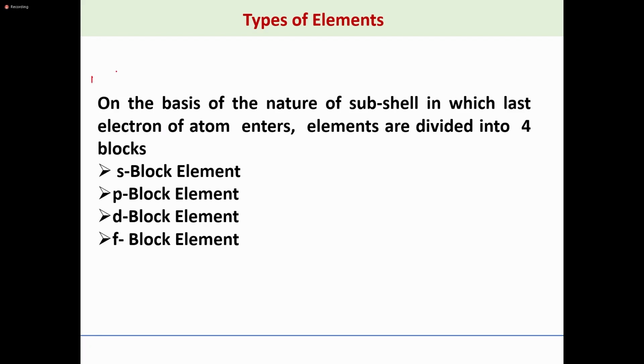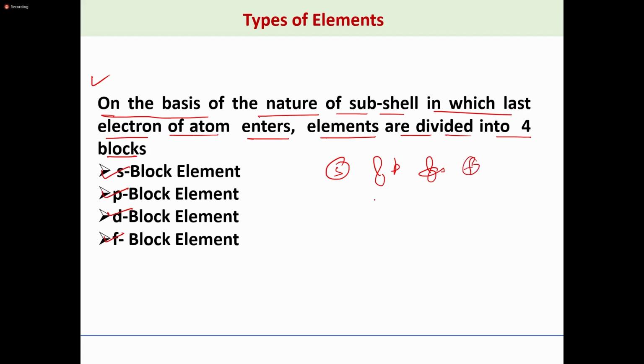This is actually maintained on the basis of the nature of the subshell in which the last electron of an atom enters, and the elements are divided into these four blocks: S block, P block, D block, and F block. We know that there is the S orbital, the P orbital, the D orbital, and the F orbital also. So we know that S, P, D, F.